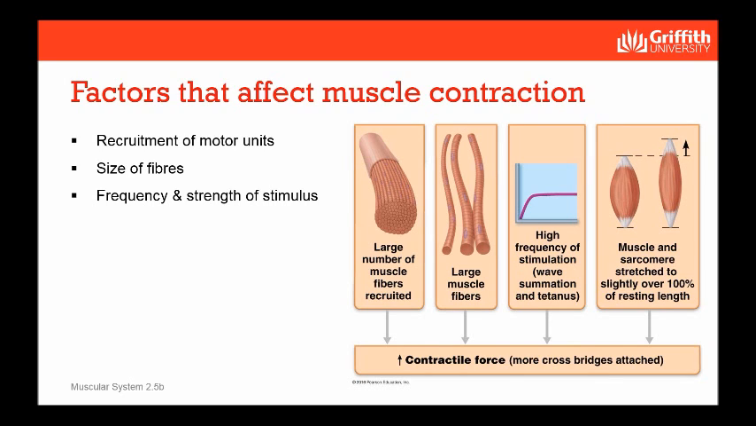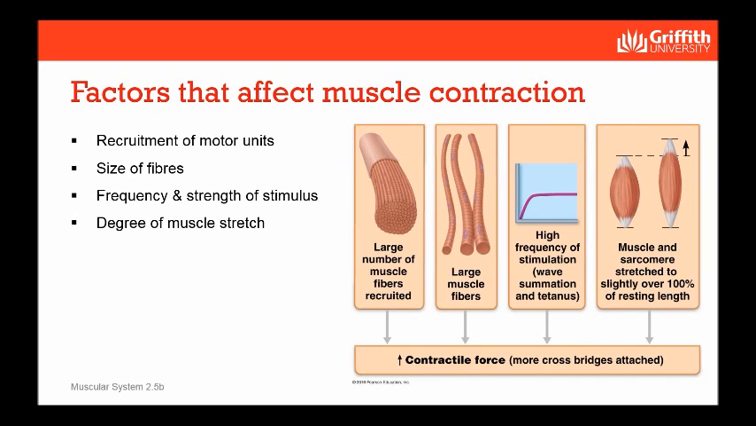The strength of the stimulus will also affect the force of contraction. The greater the strength of the stimulus, the greater the force output. And the last factor to affect muscle contraction is the degree of muscle stretch. If a muscle is stretched to its optimum before contraction, which is slightly beyond its resting length, it will result in a more forceful contraction.